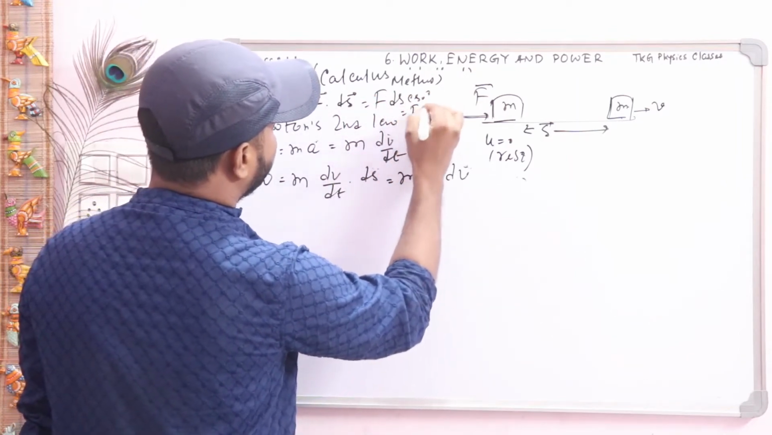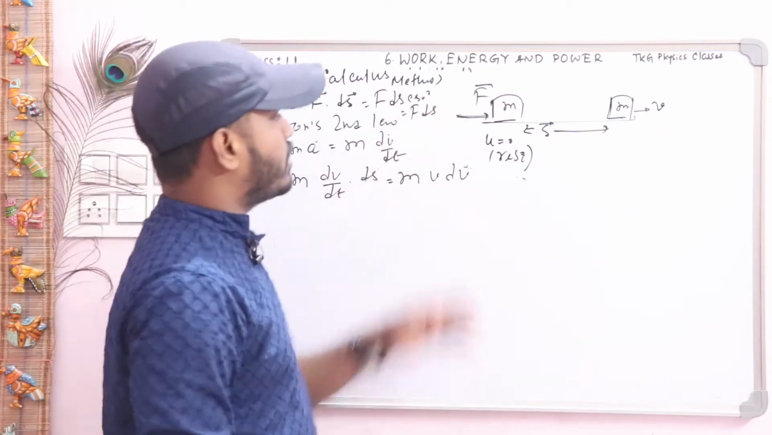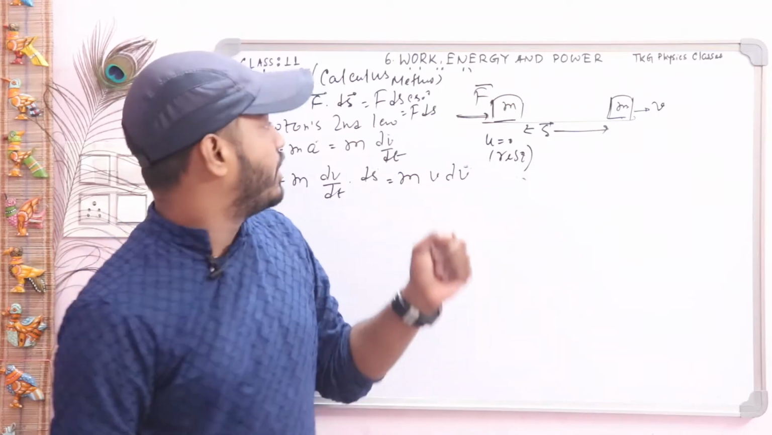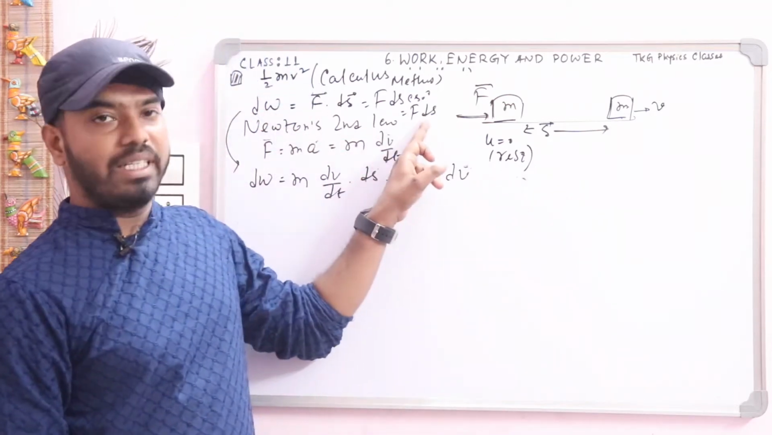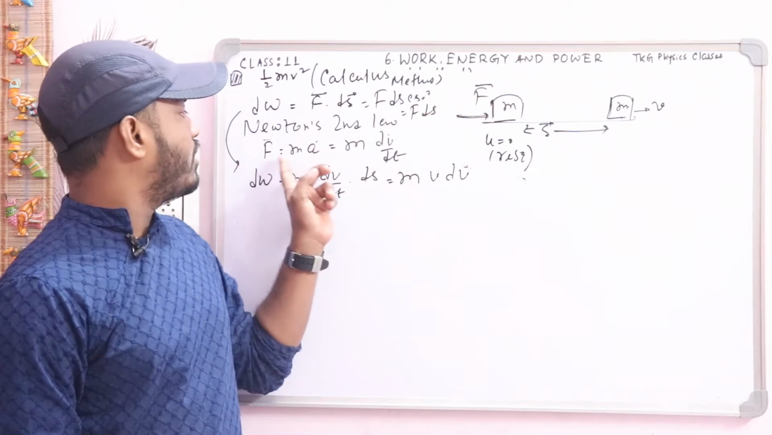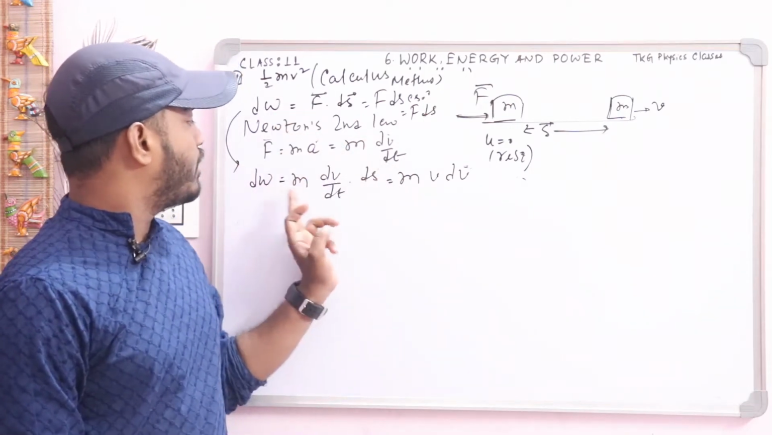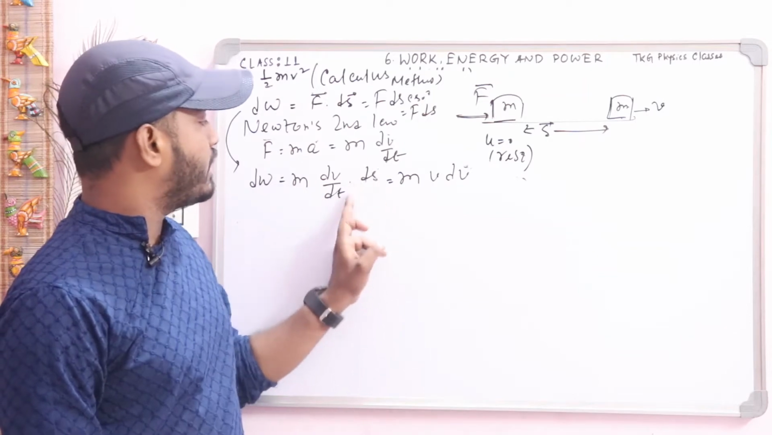So this one will be F into ds. Why cos 0? Because the force and the displacement are along the same direction. Okay, so dW equals F ds. Now for Newton's second law, F equals m a, that is m dv by dt. Now this equation: dW equals m dv by dt into ds by dt, that is equal to v.